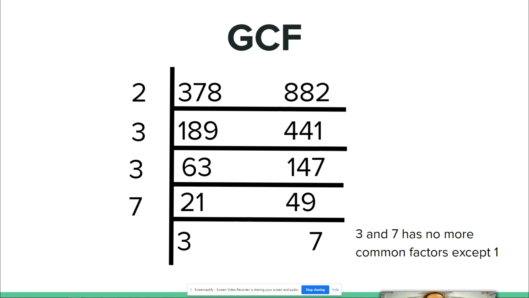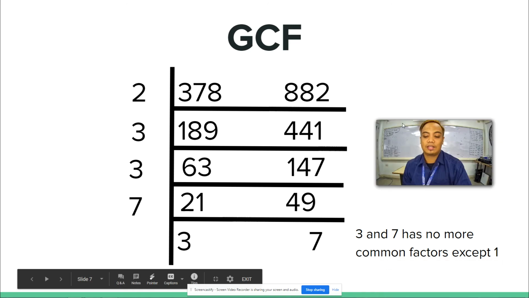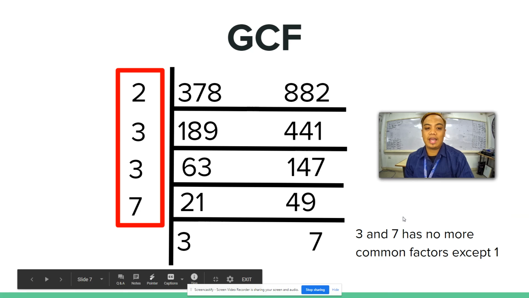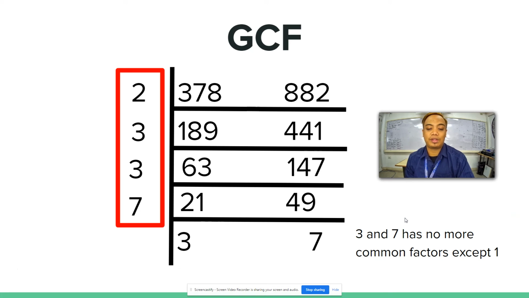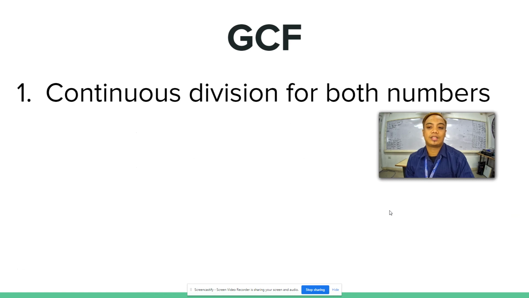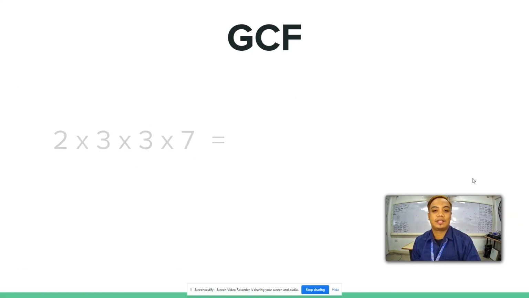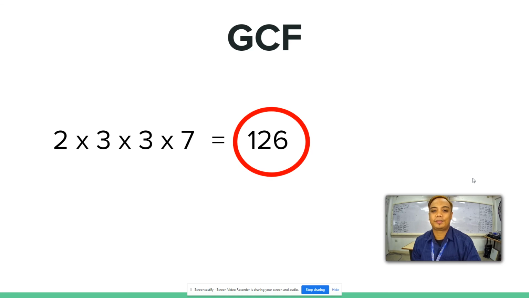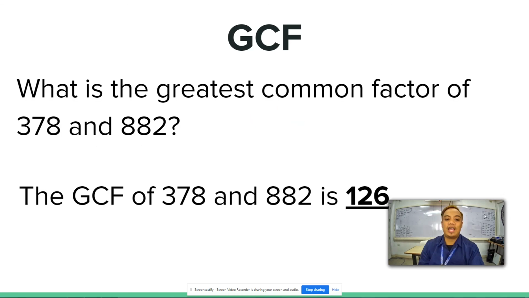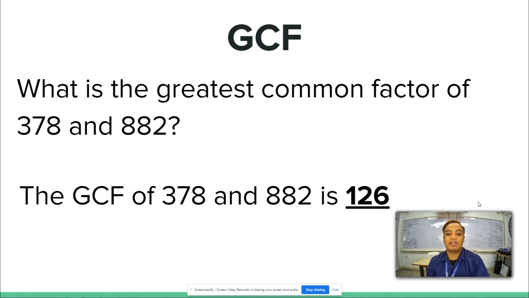3 and 7 have no more common factors except 1. So, hindi na natin sila ma-divide pa. So, we will get all the numbers that we used to divide them because they are both factors of these numbers. So, multiply the common factors. In this case, we have 2 times 3 times 3 times 7 equals 126. Therefore, the GCF of 378 and 882 is 126.